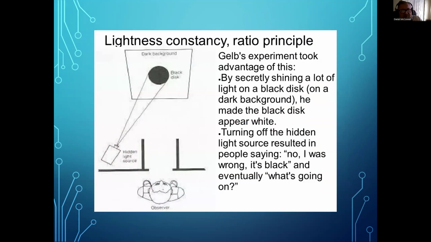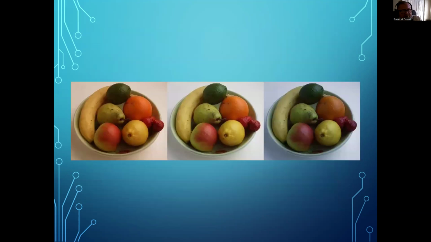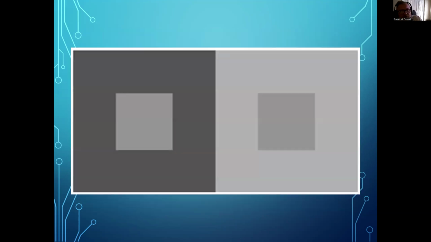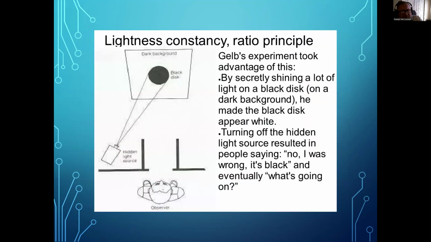This is actually an experiment that was done several decades ago by Gelb. And so this is the kind of situation here, just to run back to this kind of picture, right? Where what Gelb was able to do is you can have a black disc, like a black felt disc on a dark background, right? So it's like a black circle on a dark gray background. And so you would think that if a person is looking at that, they would say that the disc is in fact black, because of course it is.